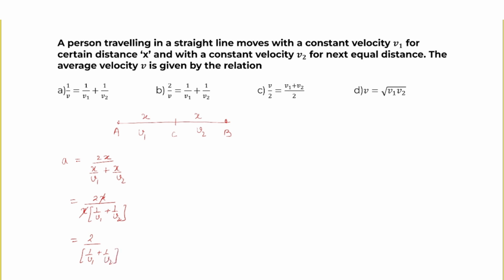Now they have said to take the average velocity as v. So here it is v, here it is v. Let's cross multiply. On cross multiplying, 1 by v1 plus 1 by v2 will be equal to 2 by v, and that's option B.